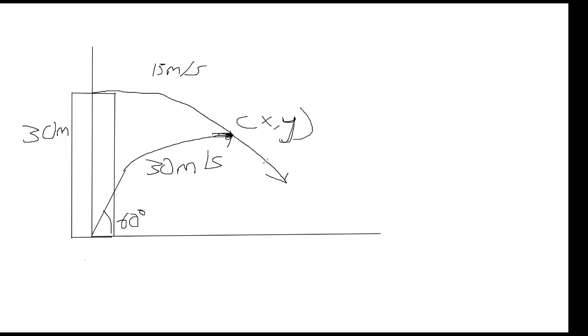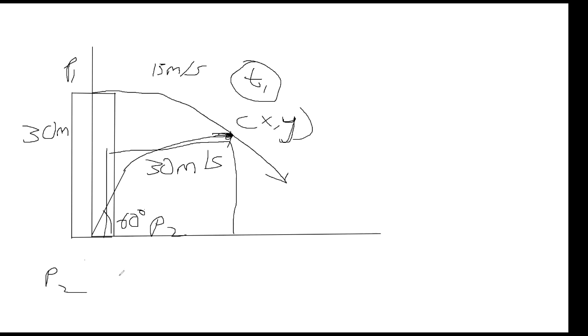Now the nice thing about this is we already have the equations for one of them, right? So we're going to assume that T1 is the same for both, where they hit. We'll call this one projectile 1 and projectile 2. So for projectile 2, x is 30 cos 60 times T1, or cos 60 is half, so 15 T1.